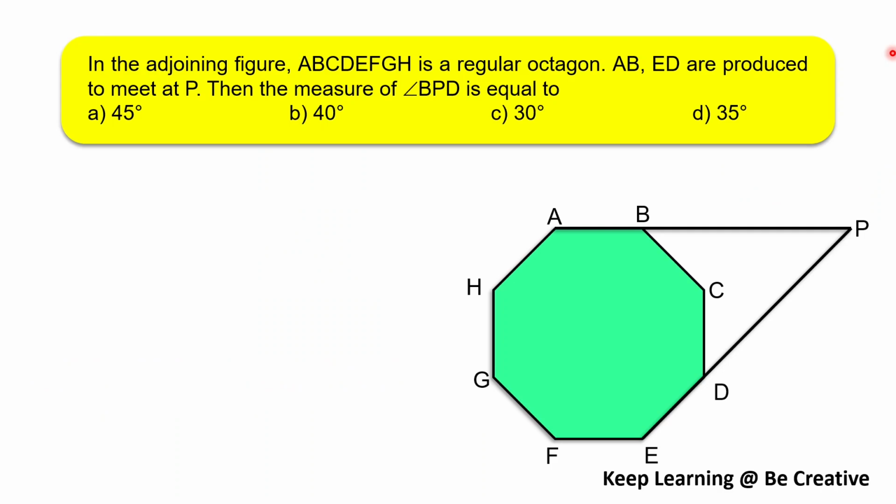Let's see the problem. Here we have the adjoining figure: ABCDEFGH is a regular octagon. AB and ED are produced to meet at P. This is the line segment AB, which is produced till P, and this is ED, which is produced till P. Now we need to find the measure of angle BPD. This angle we need to find.